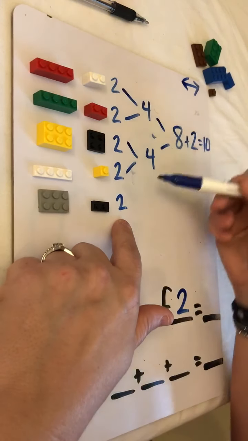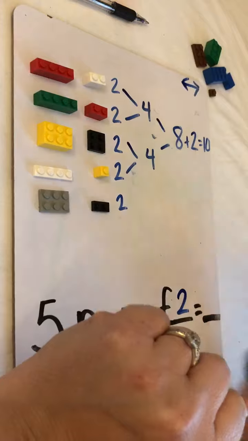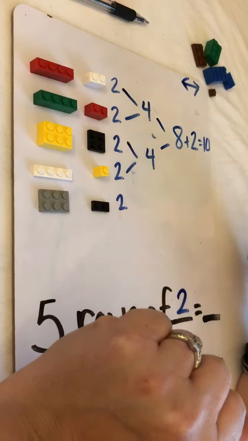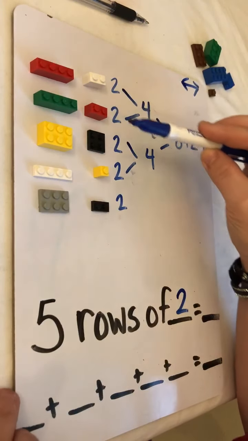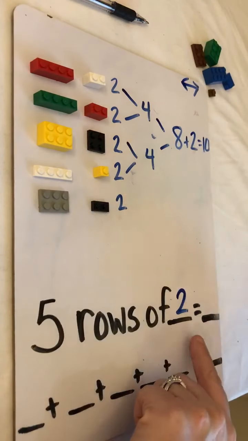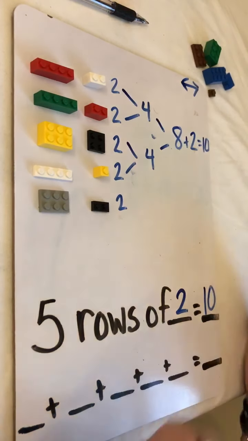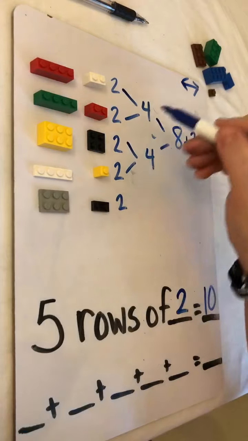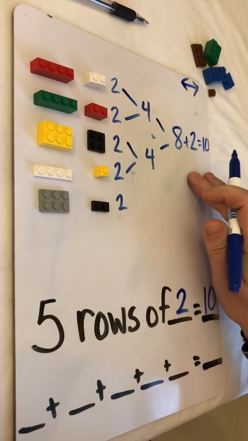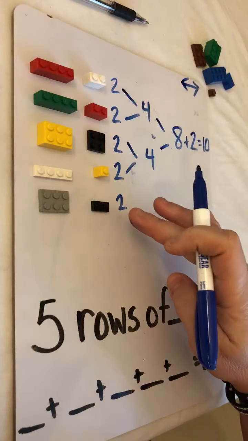Now, if you already know how to skip count, you probably did this, and this is what I love. 2, 4, 6, 8, 10. 5 rows of 2 equals 10. Excellent. If you don't need to do this, don't worry about it. But if you need help adding, that is still okay, and I would like you to do that.